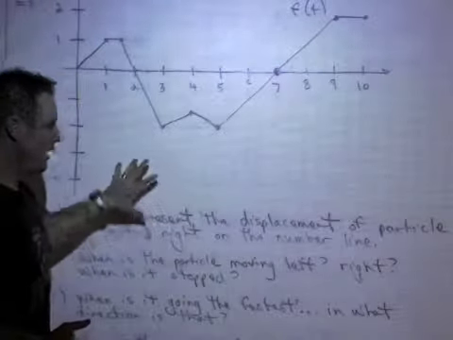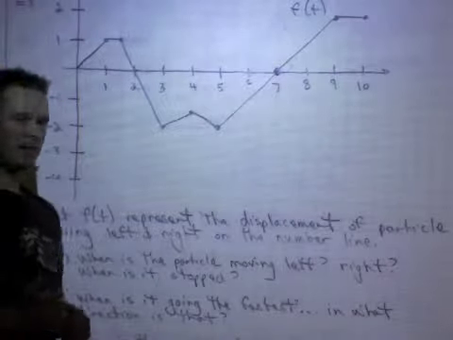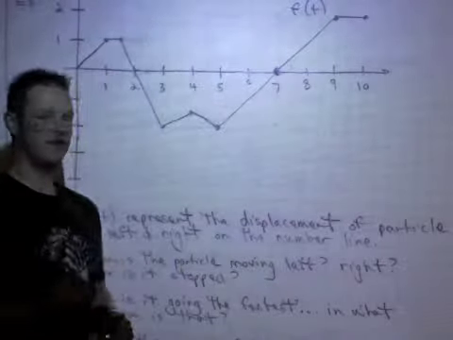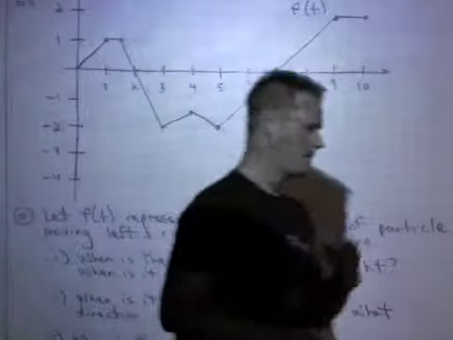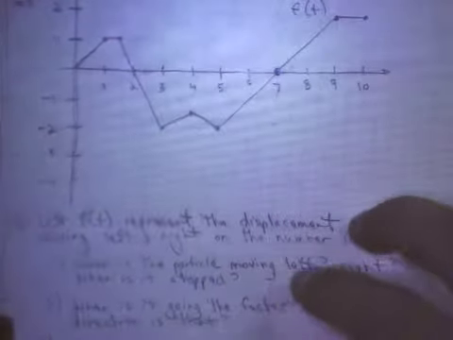Okay? All right, so now I'm going to consider this graph again. But now let's assume that this graph doesn't represent position anymore. Okay? Let's say that it represents velocity. Let's see if I can get this to work.